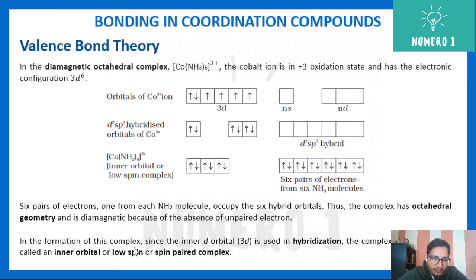So in the formation of this complex, since the inner d orbital, that is your 3d orbital, is used in hybridization, this complex is also known as an inner orbital complex, low spin complex, or spin paired complex. Note down the names: inner orbital complex, low spin complex, spin paired complex. So this will be given to you, or you have to do it in your examination. Next, let's look at another geometry.